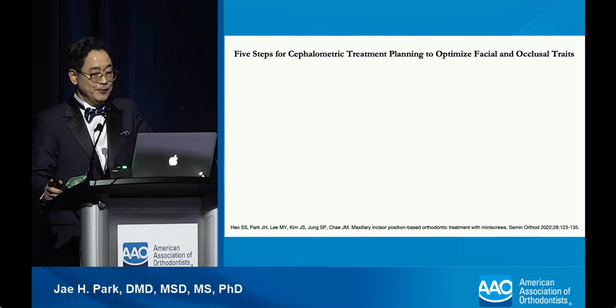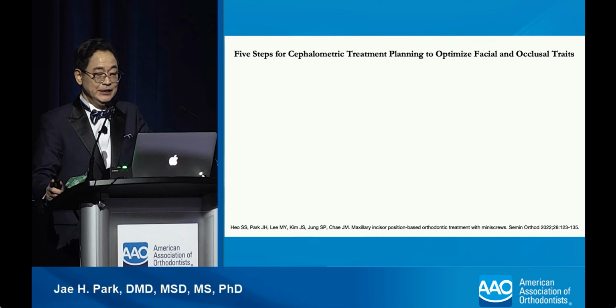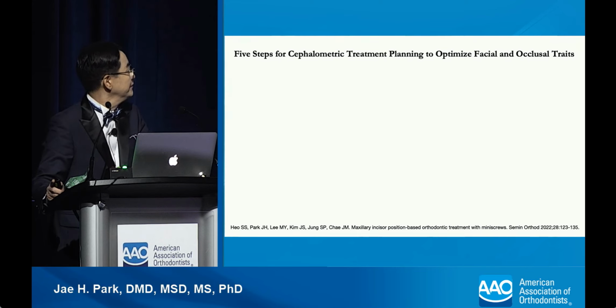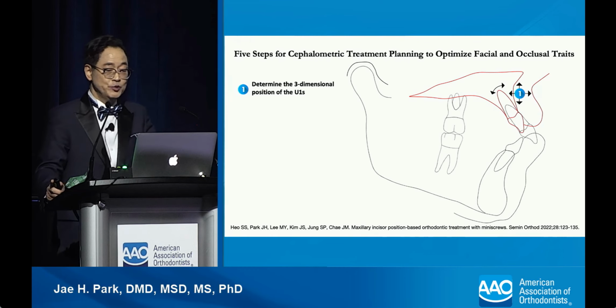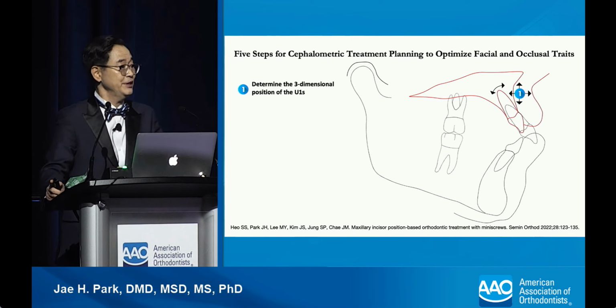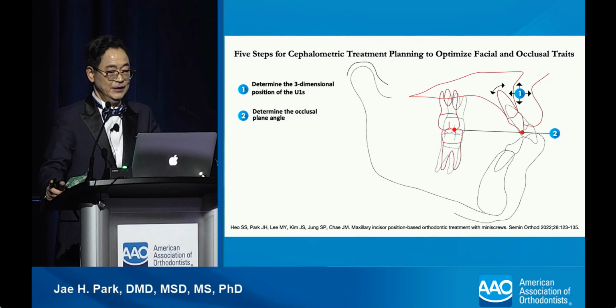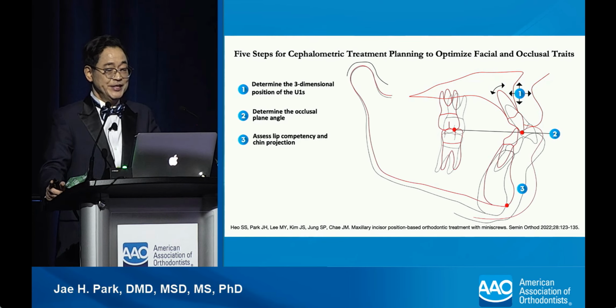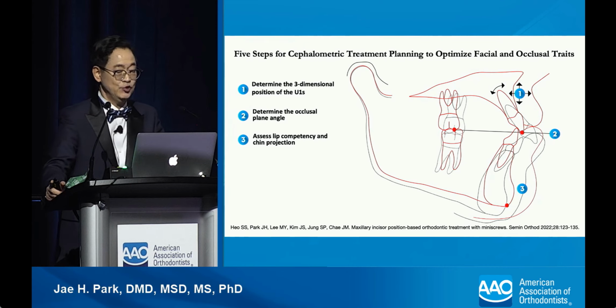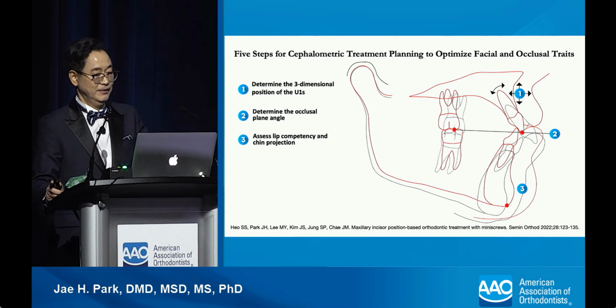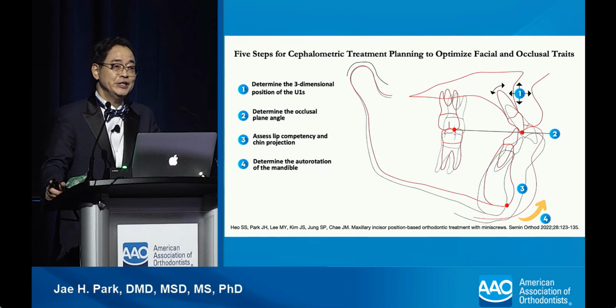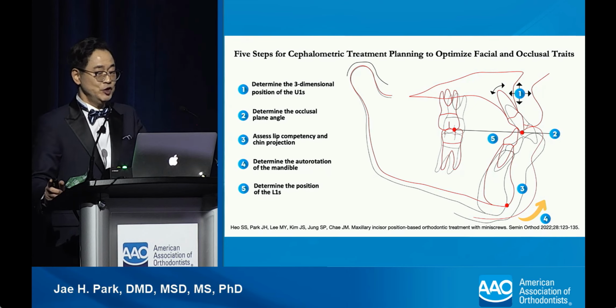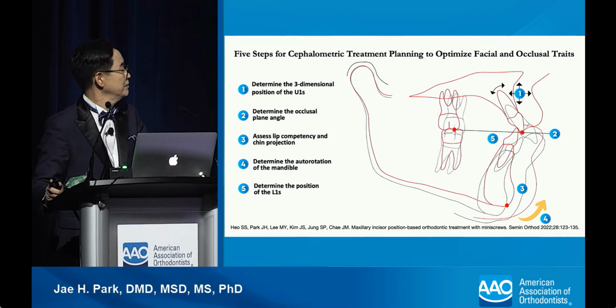Five steps for the sagittal and vertical treatment plan to optimize facial and occlusal traits. Determine the 3D superimposition of upper incisors. Determine the occlusal plane angle. Assess lip competency and chin projection. Determine the rotation of the mandible. Determine the position of the lower incisors.